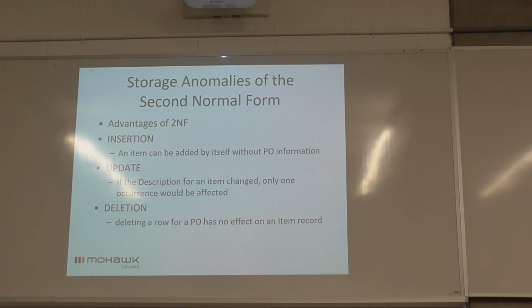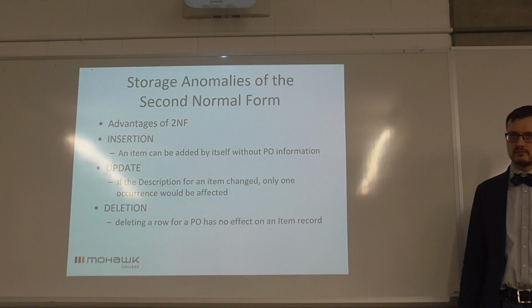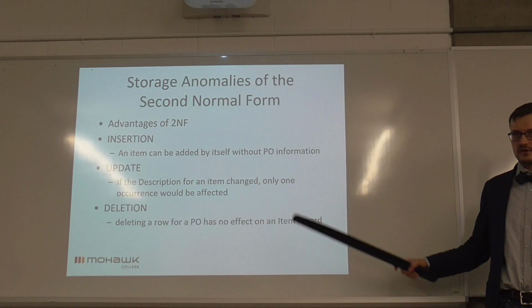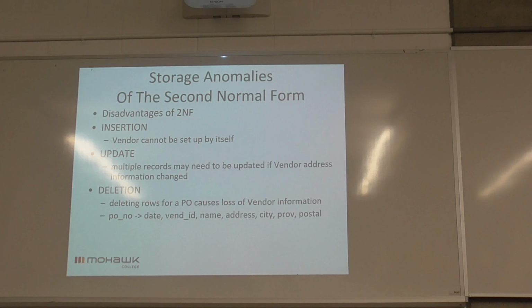For updates, if the description for an item changes, only one occurrence would be affected. And deleting a row for a purchase order has no effect on the item record. So we have solved the anomalies of the first normal form. However, we introduce some new anomalies.